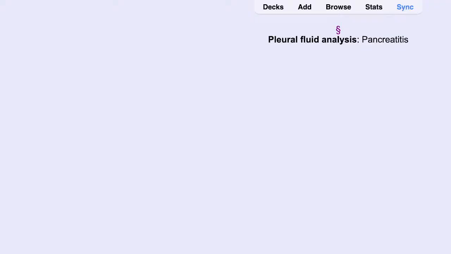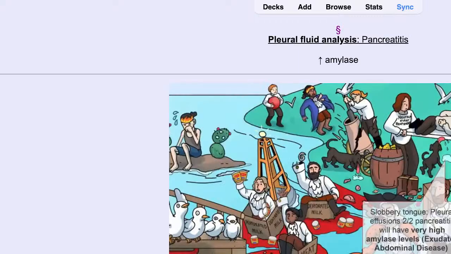Pleural fluid analysis. So we're looking at pancreatitis. What do you get? Some amylase, maybe some lactate. I don't know. So amylase, I was kind of right. I'm always right.